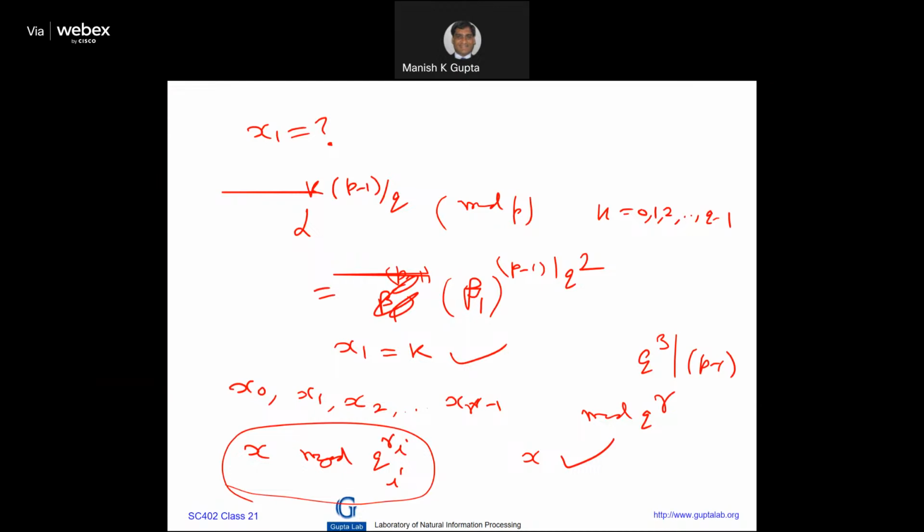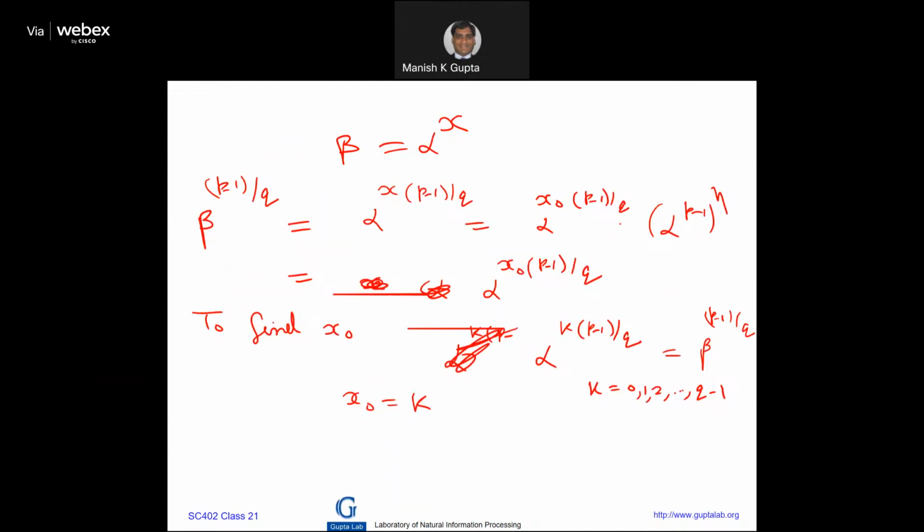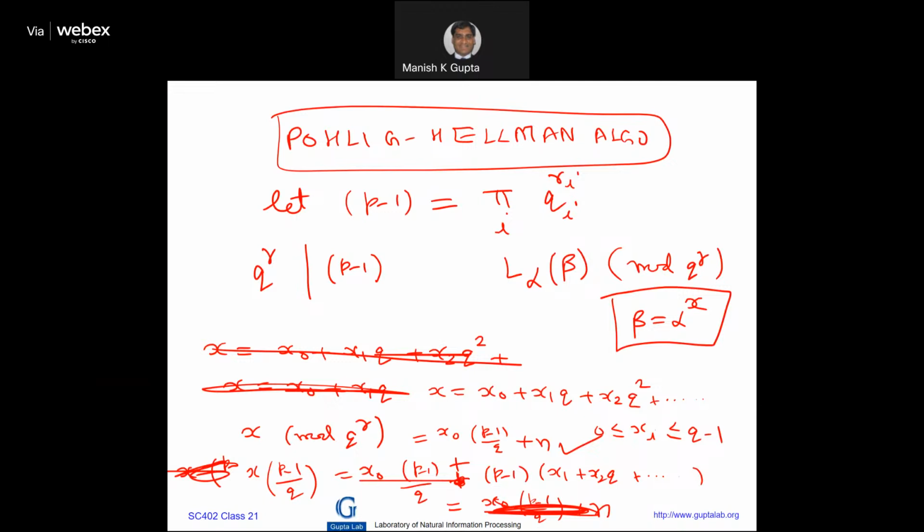Let me just repeat it here. Our approach was we assume that p minus 1 is a product of these prime factors. Then for each modulo q_i raised to power r_i, I'm looking at one typical scenario, q raised to power r. Simplifying the writing, q raised to power r is a factor of p minus 1. Initially we tried the smaller case, and then we write x like this, and our job is to find x1, x2, x3, x4 up to x_{r-1}.